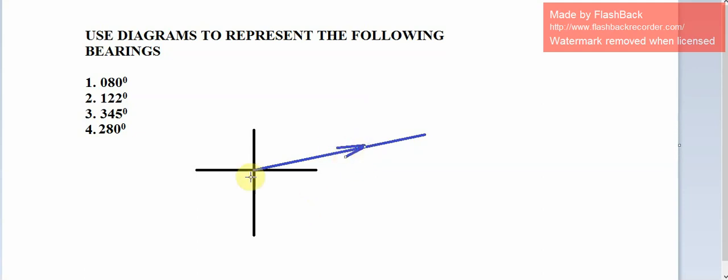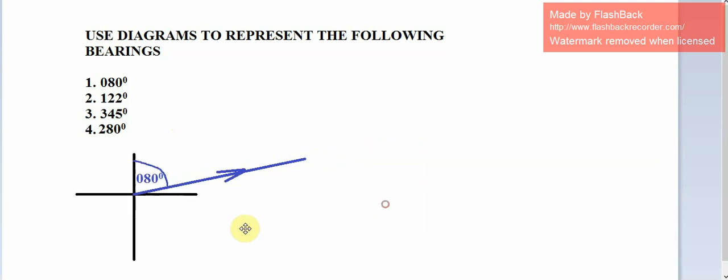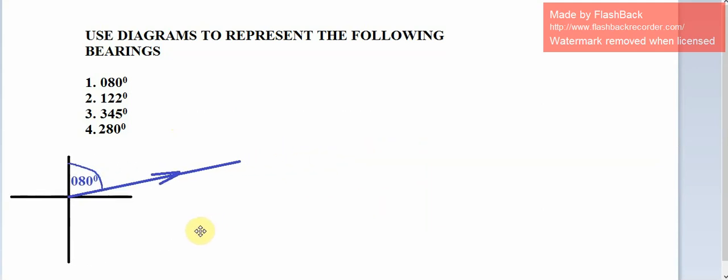It's a direction. Then we close this space with an arc. The last step is to write the value of the angle, 080 degrees. That is the value of the angle. So that's the first question. Let's look at the second question, which is 122 degrees.